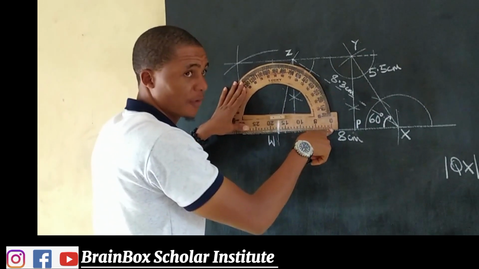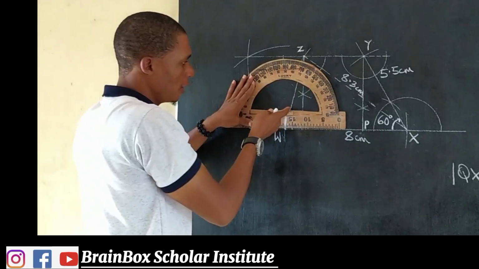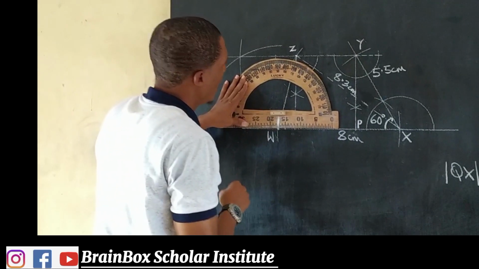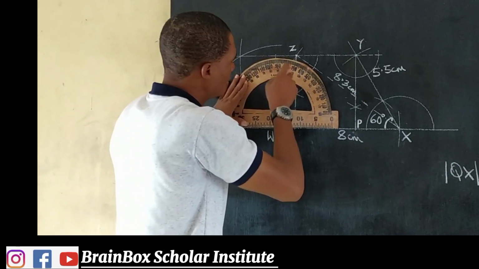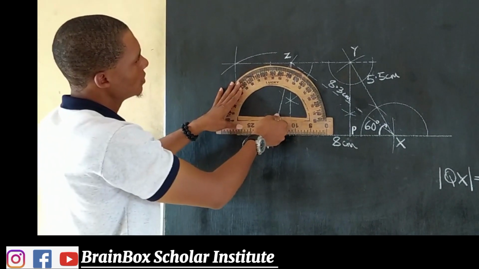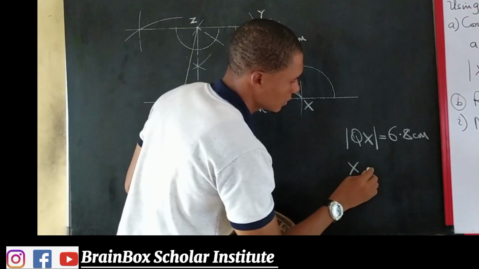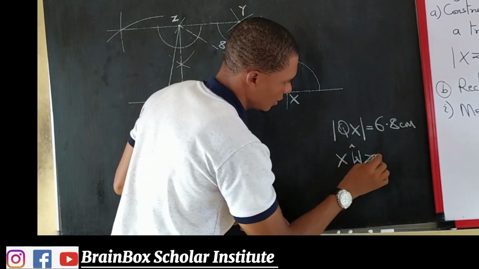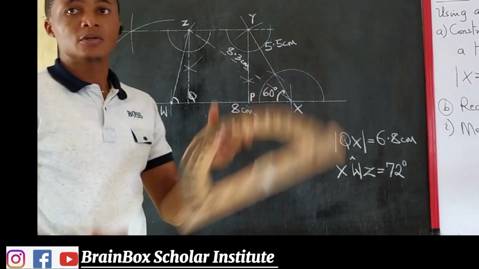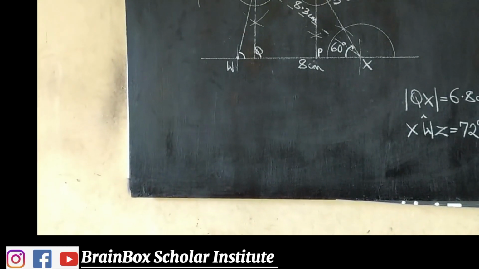So I believe here should be reading 0 for you. Yes. Okay, now reading 0. So from that 0, take it up. Follow this line and check what the value is here. From my own local protractor, I'm having 72. So XWZ is 72. Your own can be 75. So I believe there will be an error here. Okay? Alright. Thank you for watching.